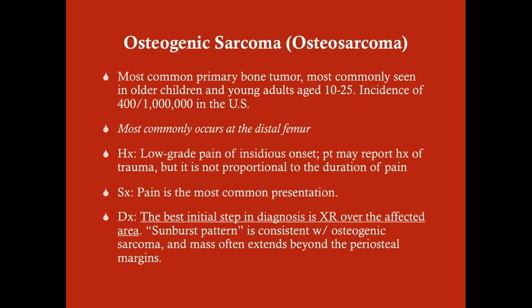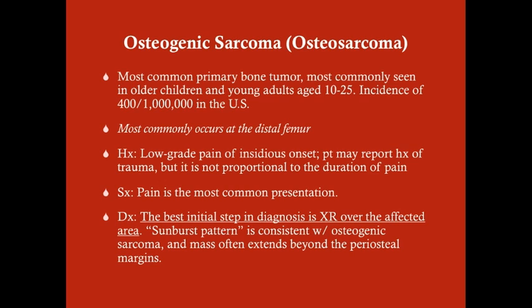This most commonly occurs at the distal femur, and that's something that's quite notable with this particular tumor. Whereas with Ewing sarcoma, it can really occur anywhere. It just has a predilection for the diaphyses. With osteogenic sarcoma, it has an anatomic site that it tends to occur at, and that's the distal femur.